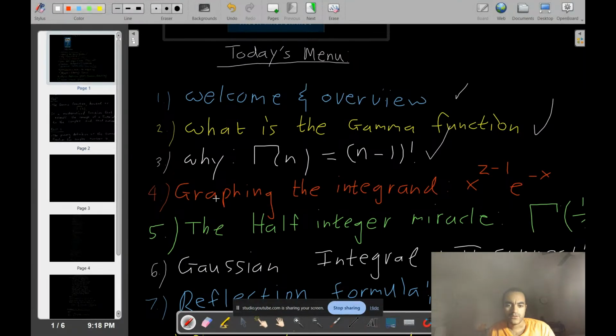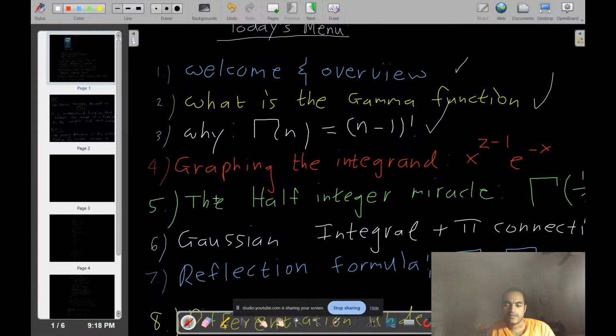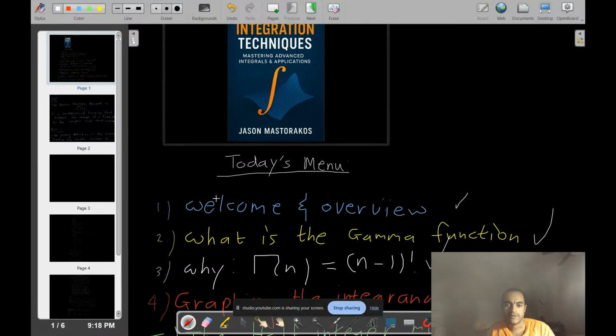All right, so part 4, graphing the integrand. And why is this important? Okay, so let's go back to the desktop.